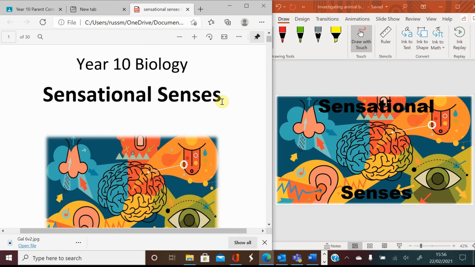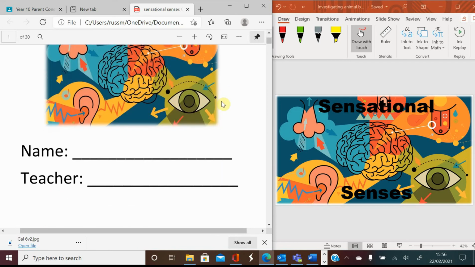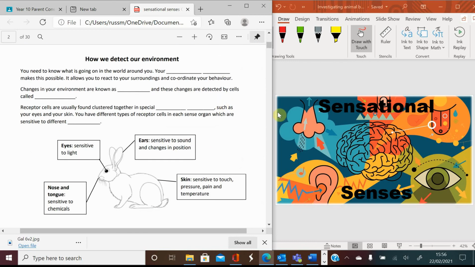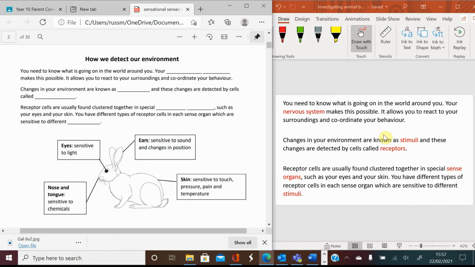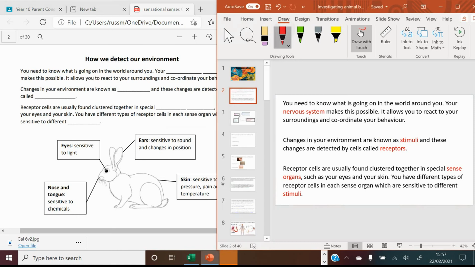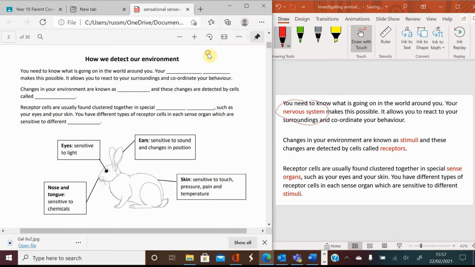I think you're familiar with this, those that get Mrs. Young and Mrs. Montgomery too. So we're into page 1 here, and how do we detect the environment? You can see from the PowerPoint slide on the right that your answers basically can just fit in. So the first one, you need to know what is going on in your world around you. Your nervous system is what is going to allow you to interact there. My handwriting is not the best, and you would struggle, even when I'm writing on a board, never mind writing on a screen here. So that's your first one.